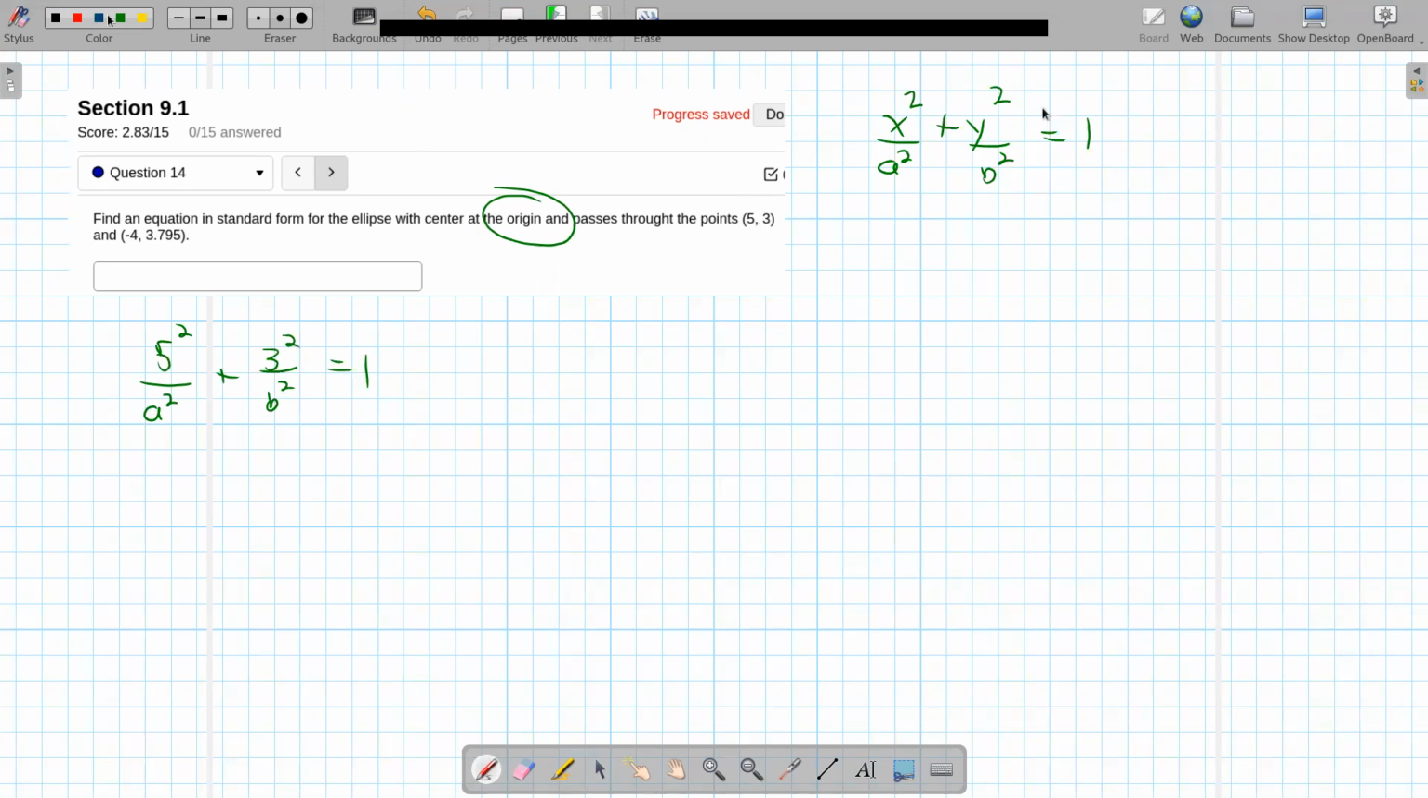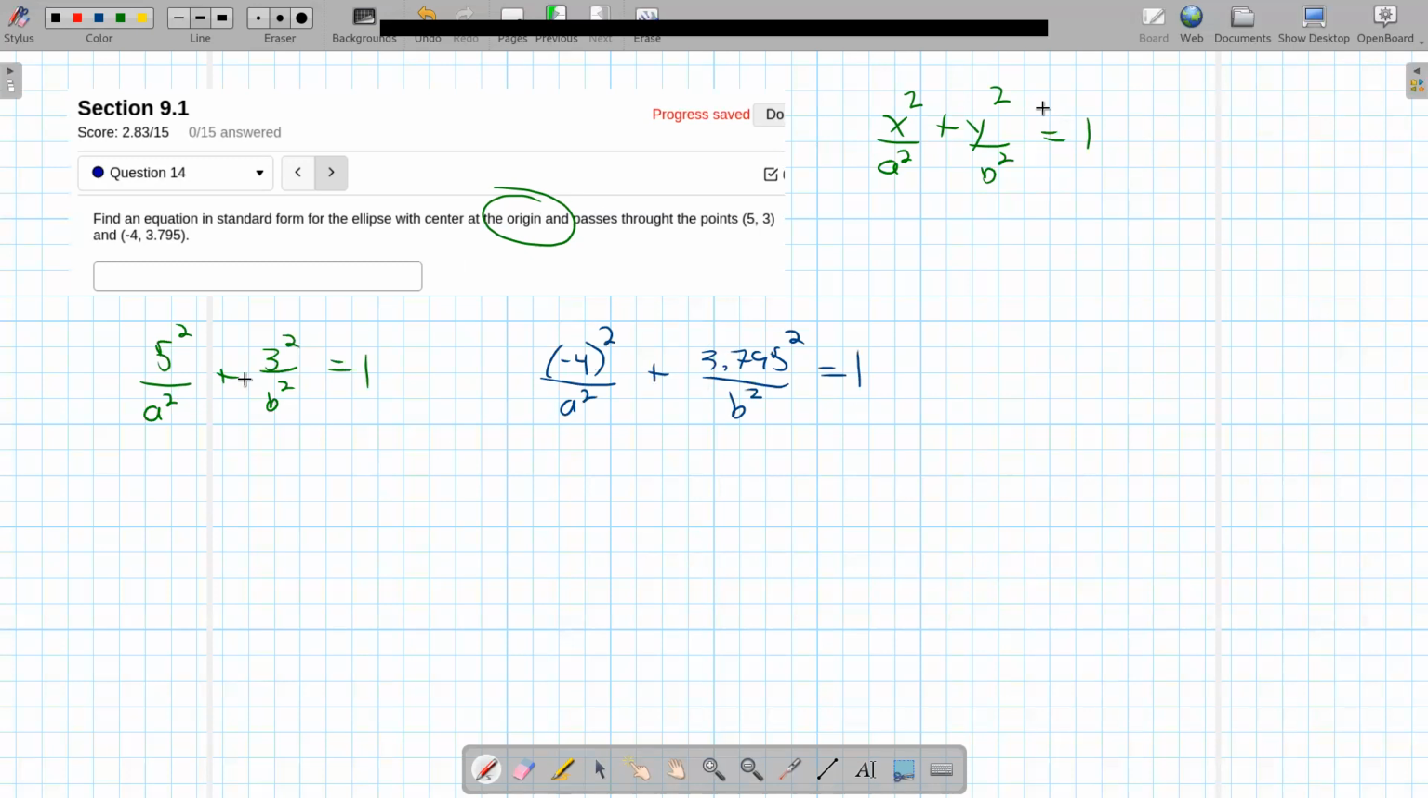And then the other one, with the other point, would be -4 squared over a squared plus 3.795 squared over b squared is equal to 1. So 2 equations, 2 unknowns. We should be able to solve this.